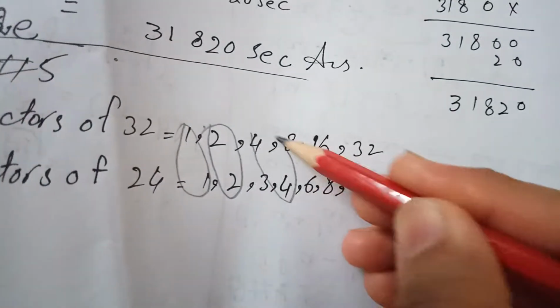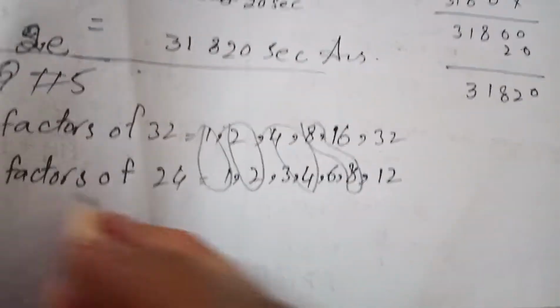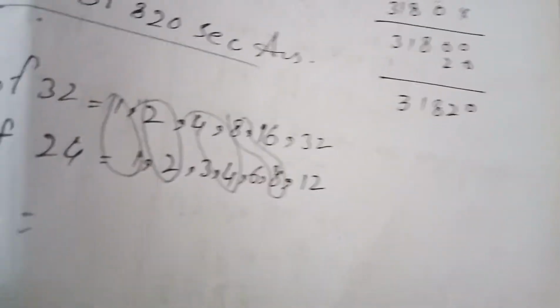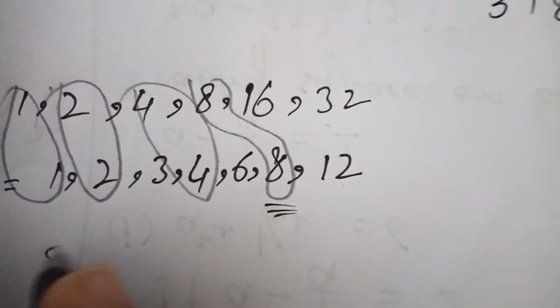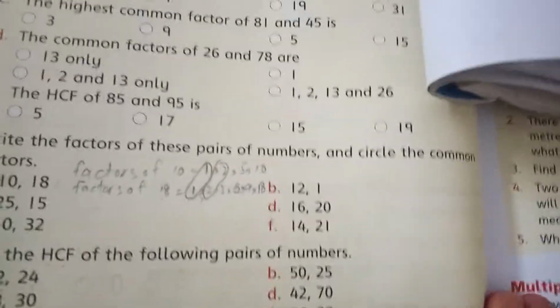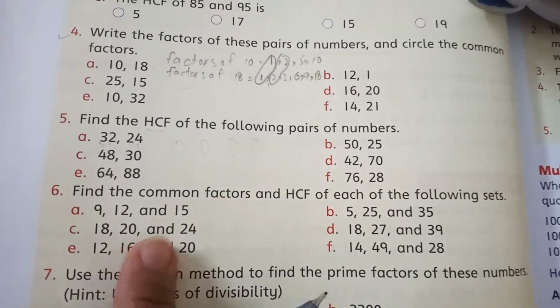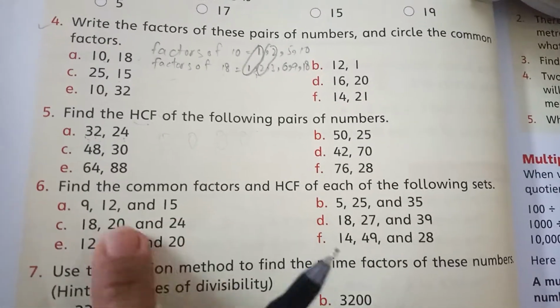These are the common factors. So what is the highest common factor from these numbers? Which is the highest common factor? That is 8. What is the highest common factor? 8 is the highest common factor. In the next question, again 3 numbers are given. Find the common factors. You have to find the common factor from these numbers.